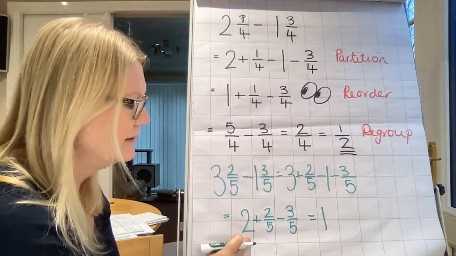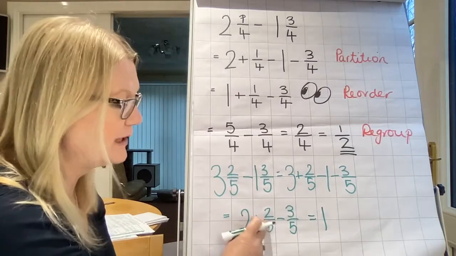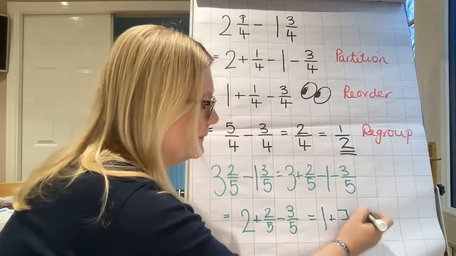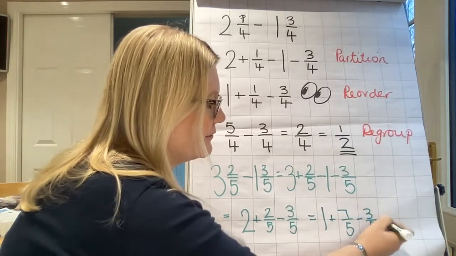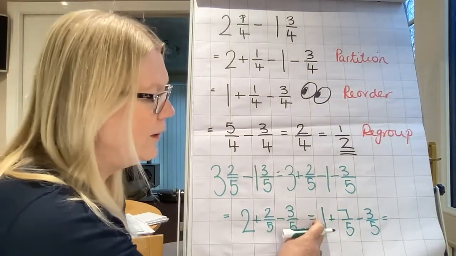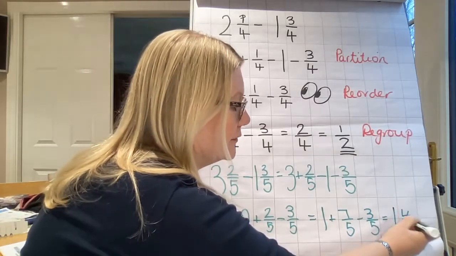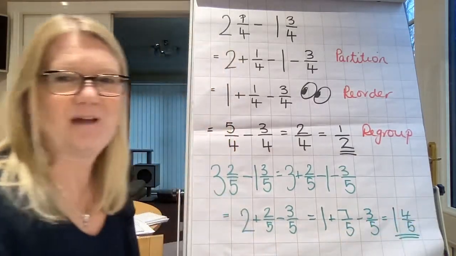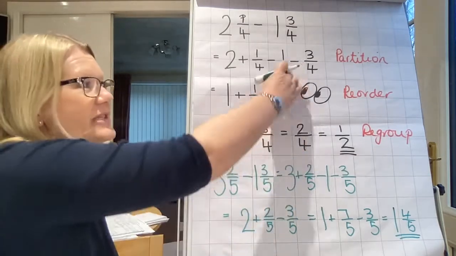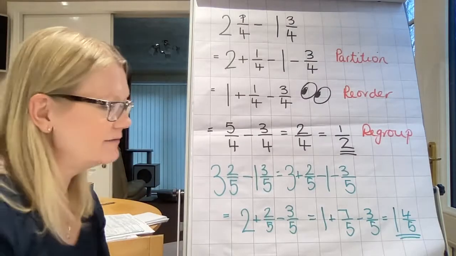So there's my 1. The other one I'm exchanging for 5/5. That will give us 7/5 minus 3/5. And if we look at that now, we've got 1 and 7 minus 3 is 4, 1 and 4/5. Okay, are you happy with that? Partition, reorder, regroup, those are the steps you need to go through.